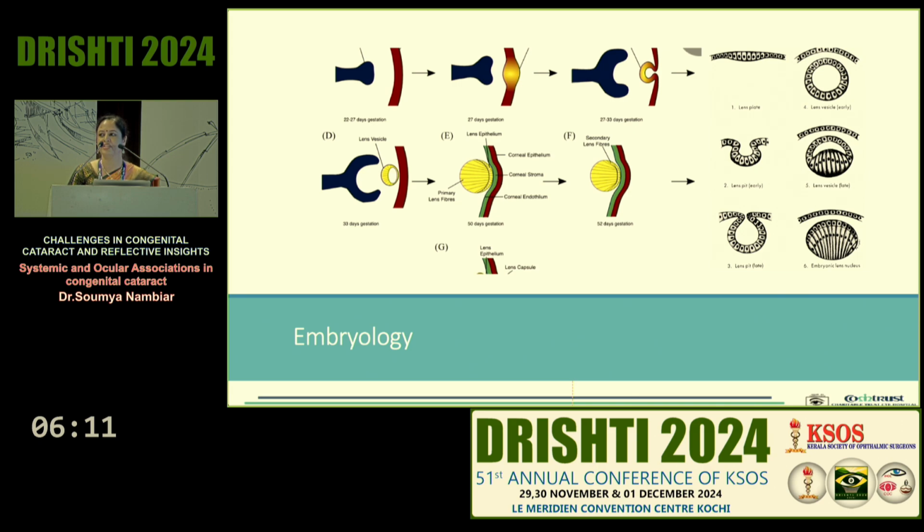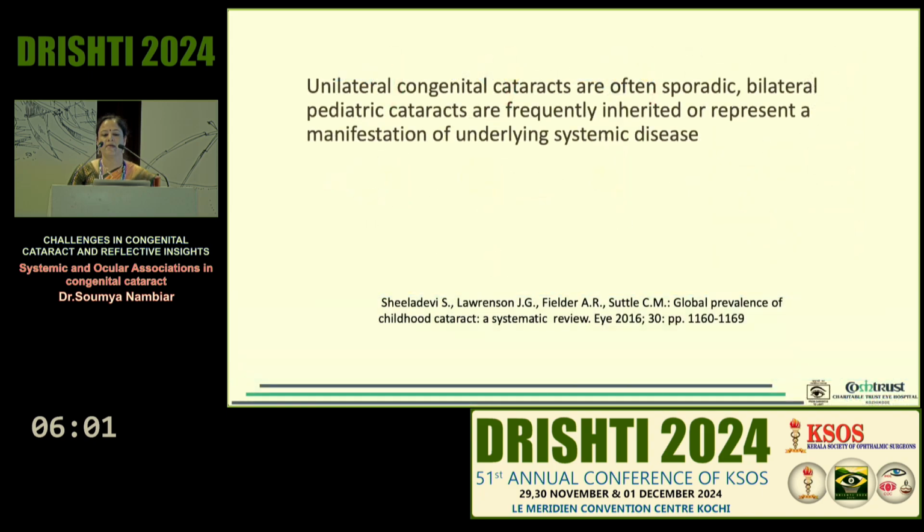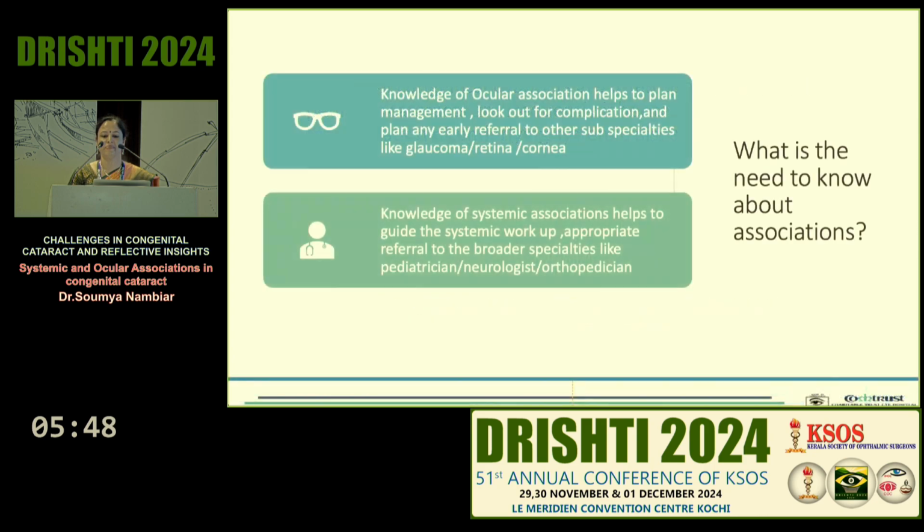The importance of this is that injury anywhere in this period, that is the first 3 months of gestation, causes the embryonic type of cataract. Unilateral congenital cataracts are usually sporadic. It's the bilateral pediatric cataracts which are frequently inherited or represent a manifestation of underlying systemic disease.